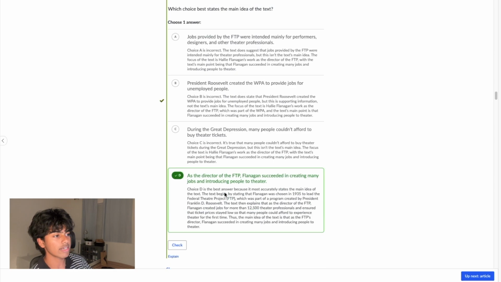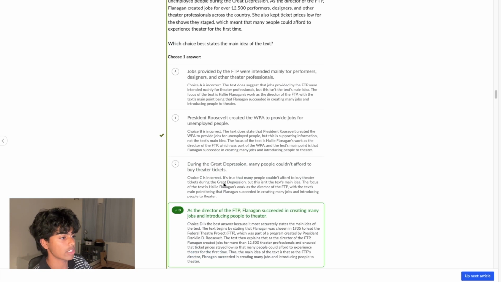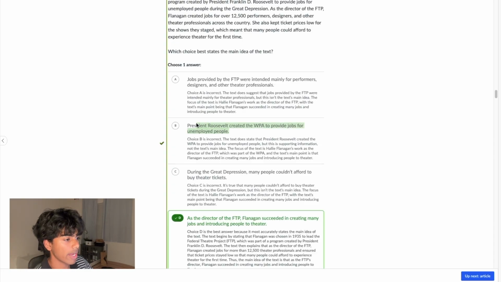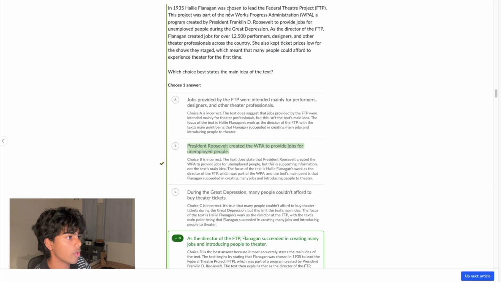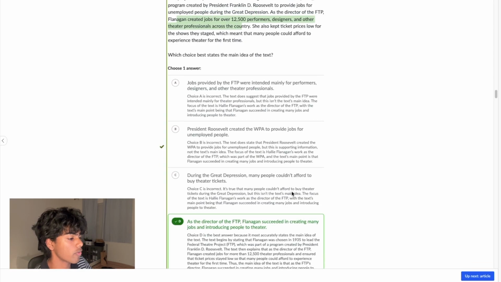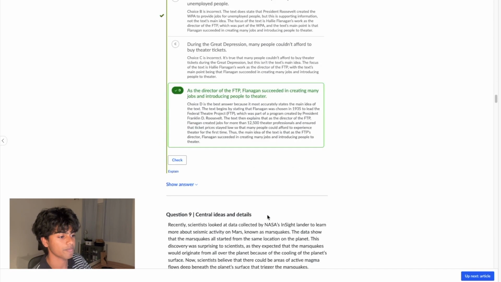And again, we can run back through all the options to make sure they're not right. This is correct. Like, this as a statement is correct, but is that the main idea? Is that what it's talking about throughout the text? No, it only mentions it right here, not the whole text. Many people couldn't afford it. This is more implied than anything when it says this. Jobs provided were intended mainly for this. Again, it does not say that anywhere. It just says that she created them. So it's more focusing on what she did as a person.